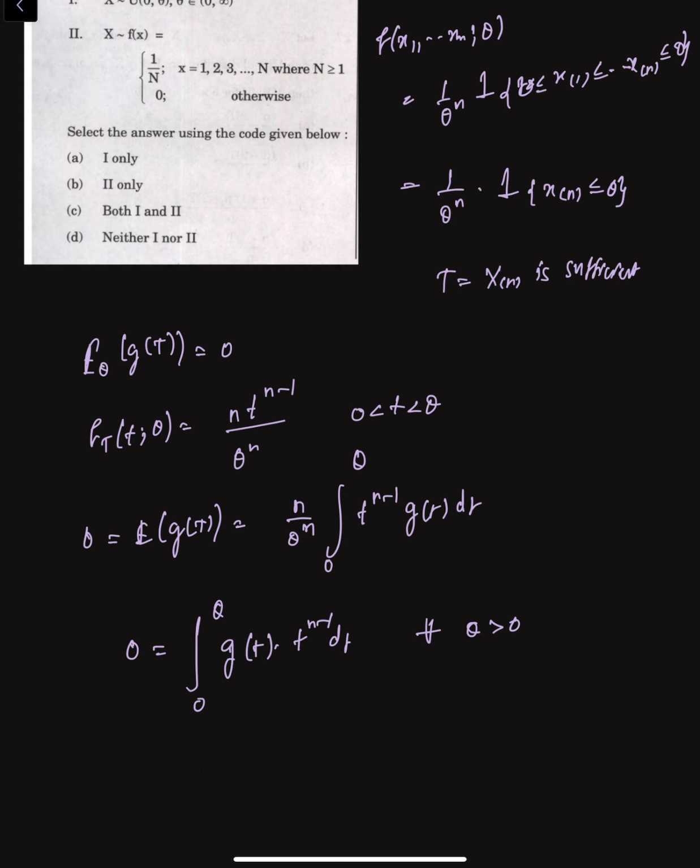So if we differentiate this identity by using Leibniz rule, theta to the power of n z of theta is equal to 0 for all theta greater than 0. So that means z of theta is equal to 0 almost everywhere. So therefore t is also a complete statistic. So the first statement is correct.